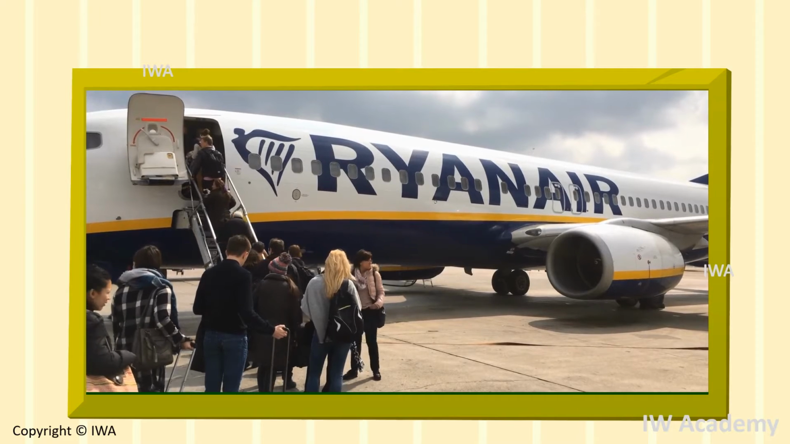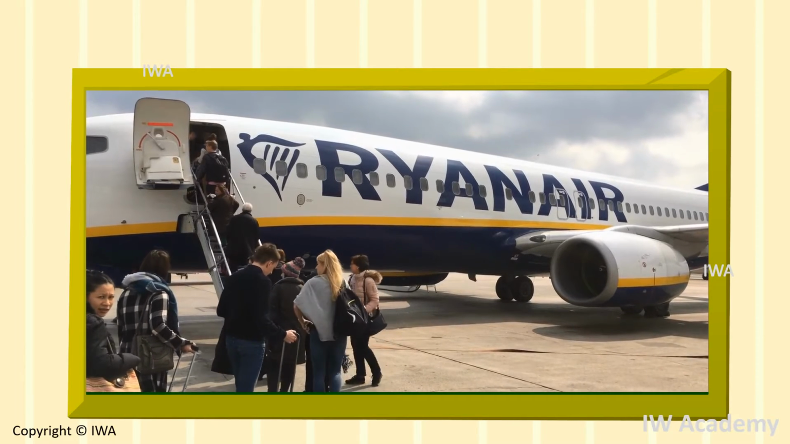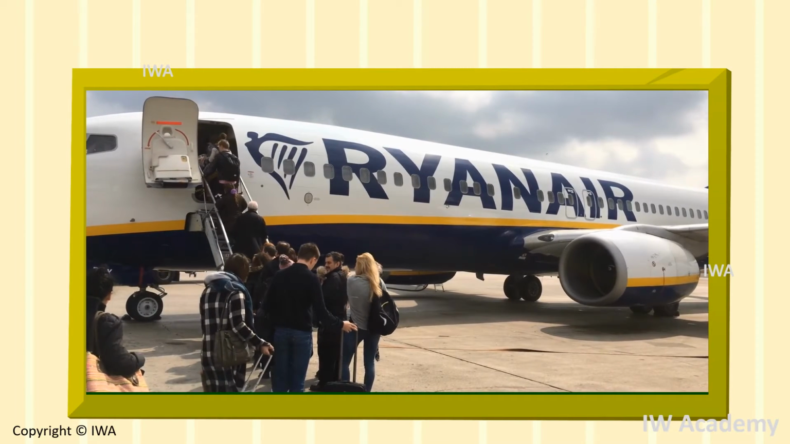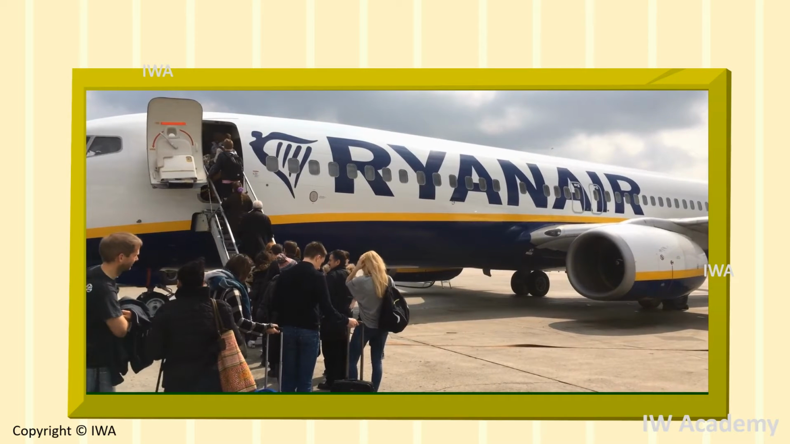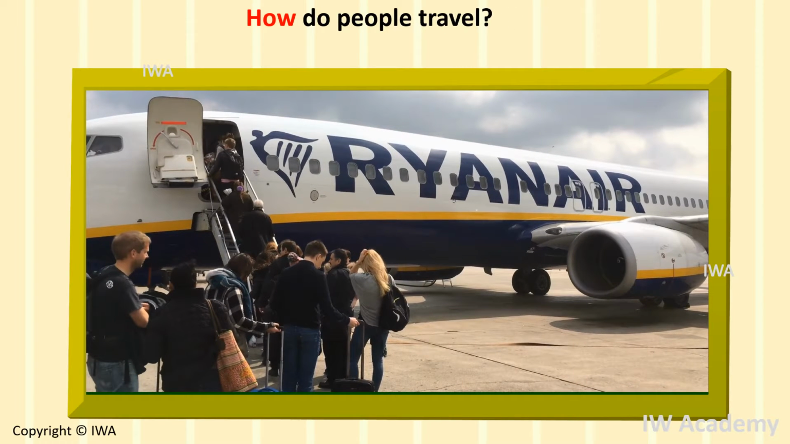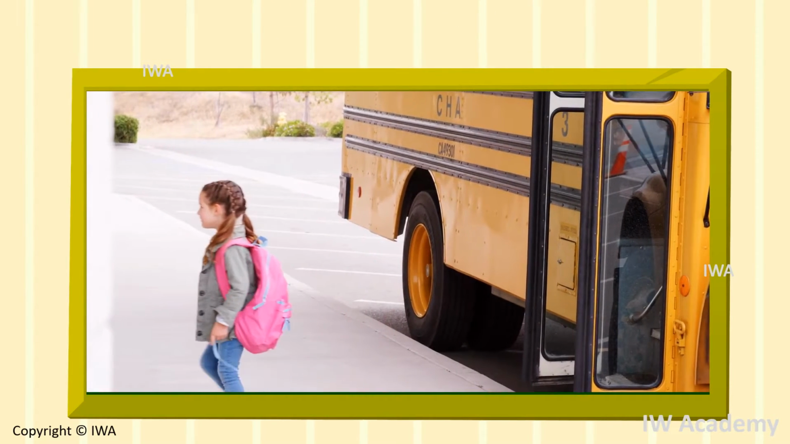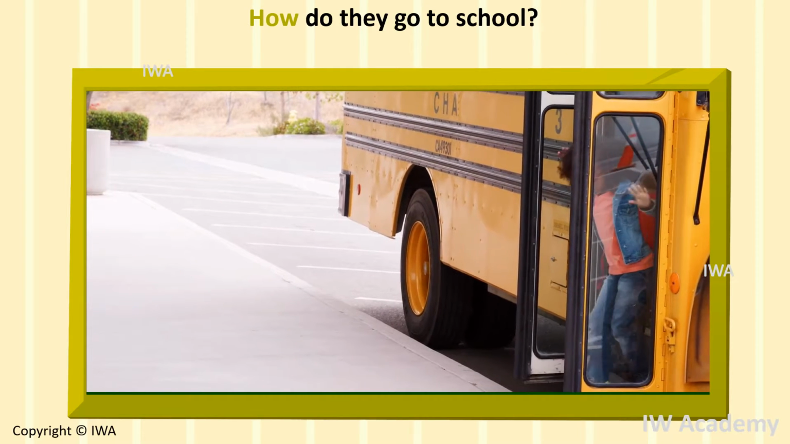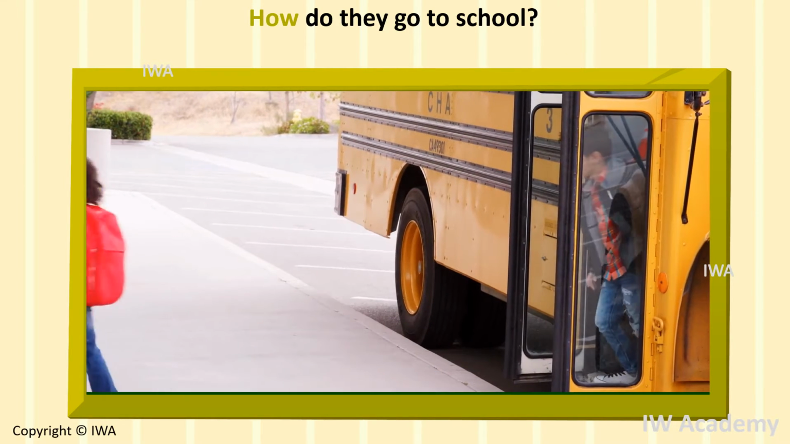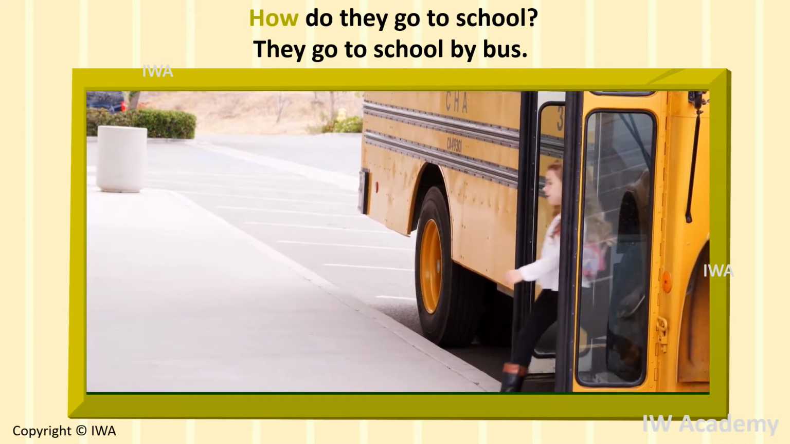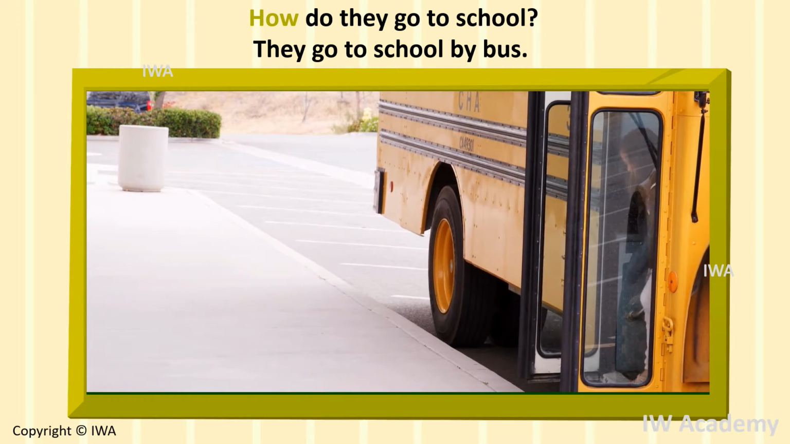Here are many people. To ask about the way they travel, we use the word how. How do people travel? That's right. They travel by plane. Look at these kids. How do they go to school? They go to school by bus. We asked about the way they go to school using how.